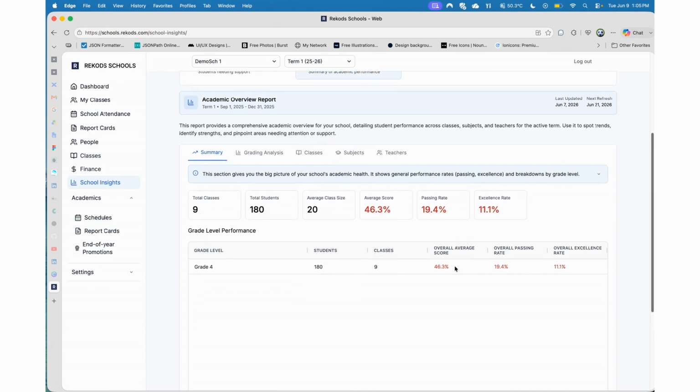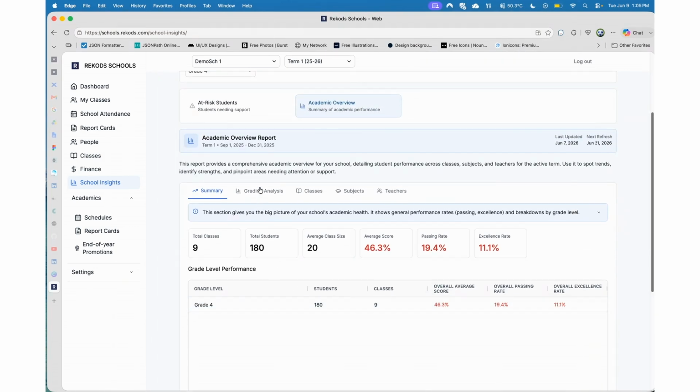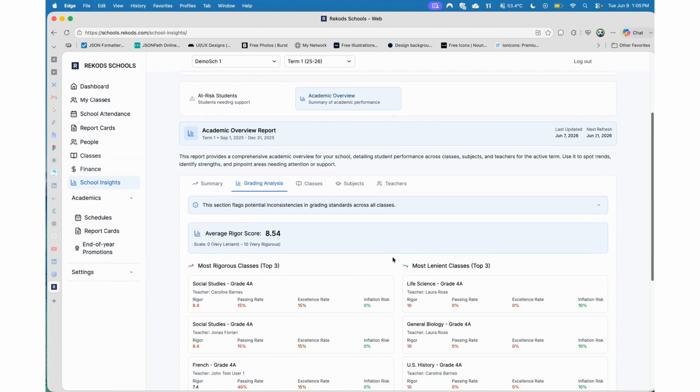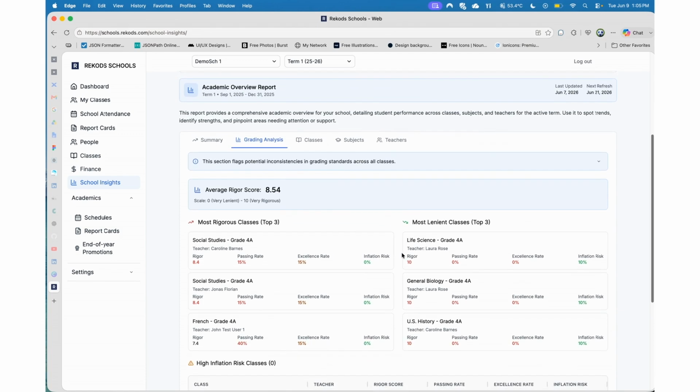The Grading Analysis tab shifts the question slightly. It's not just asking, how are students doing? It's asking, are we grading consistently across the school? Because here's a scenario that comes up in a lot of schools. You've got 2 teachers teaching the same subject to the same year group. One class has an 85% passing rate. The other has a 97% passing rate. Is that because one class is more capable, or is one teacher grading more easily? You can't tell from the numbers alone. This tab helps you start to answer that question.